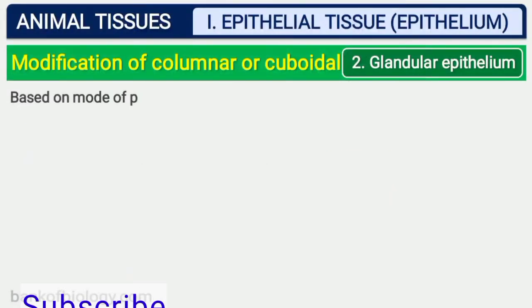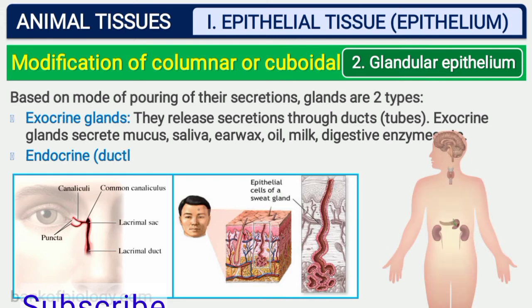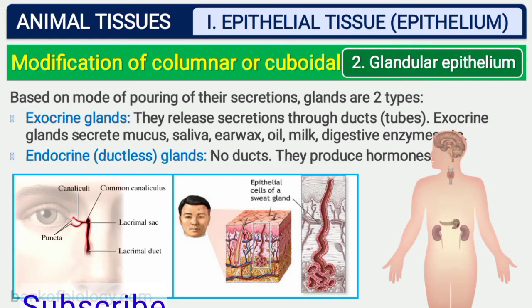Next is glandular epithelium. Based on the mode of pouring of their secretions, glands are of two types: exocrine glands, which send secretions outside, and endocrine glands, which send secretions inside. They release secretions through ducts, tubes.